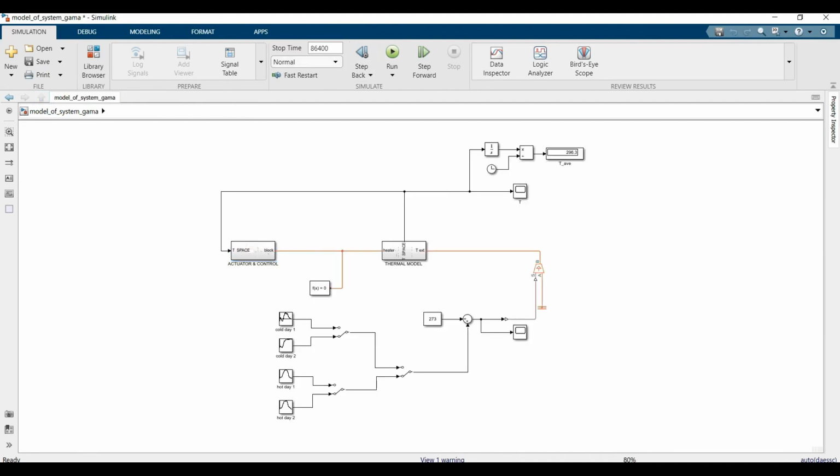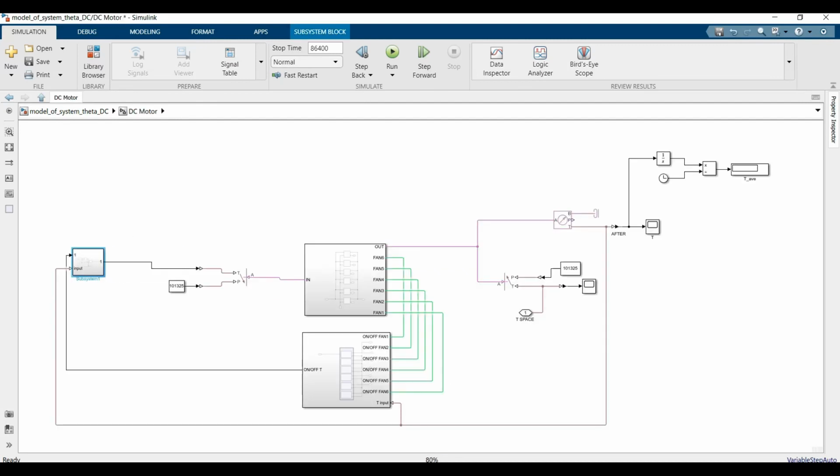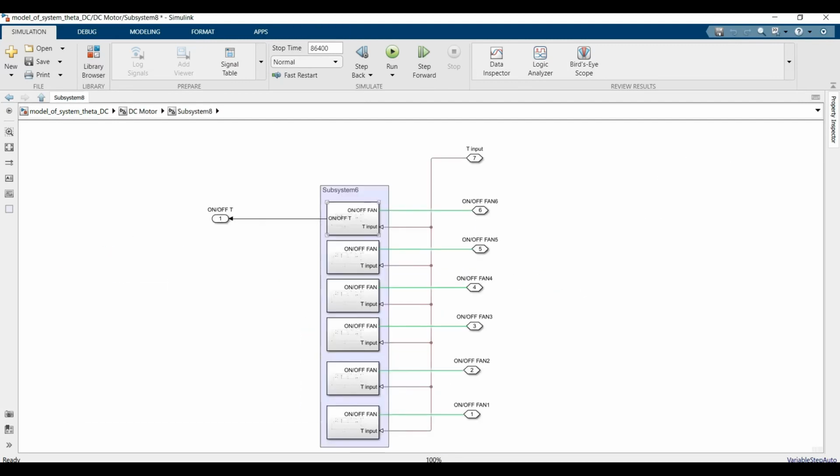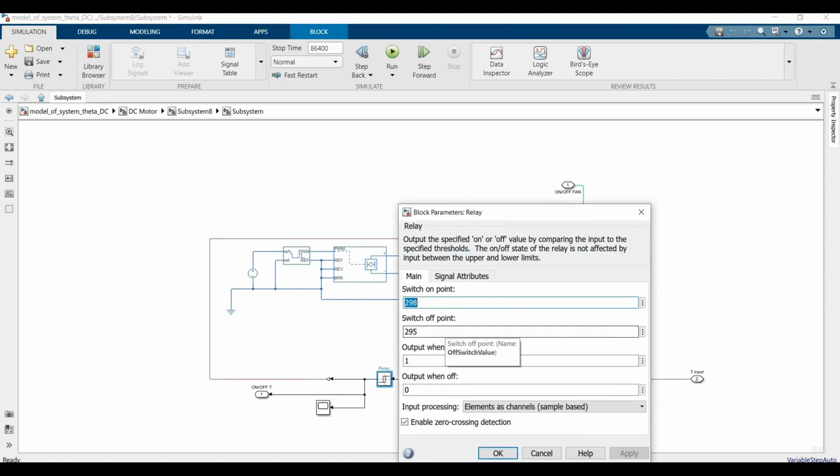Start time of the simulation is 86,400 seconds. That means 1 day. I want to talk about another simulation file where we just changed the actuator and we use DC motors and a fan. We have 6 DC motors: when the temperature goes higher than 298 Kelvin, the motor is on, and when it goes lower than 295 Kelvin, the motor is off.